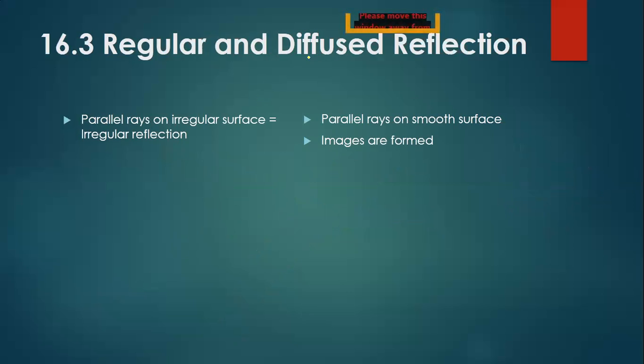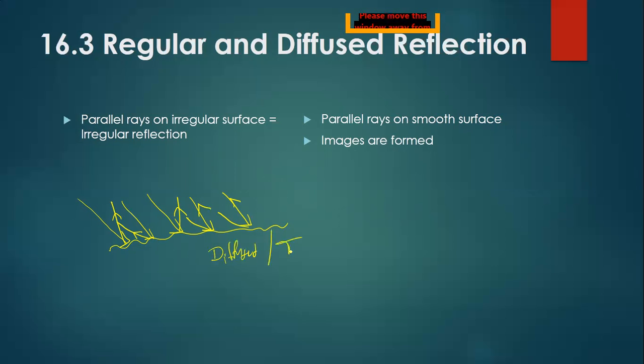Now there's a concept called regular and diffuse reflection. So there are two cases given in the book. For one, it is an irregular surface, and the rays incident on this surface are parallel to each other. But since the surface itself is irregular, the reflected rays will not be parallel. Right? They will be going in different directions. So in this case, the reflection is diffuse or irregular. It is not because of the failure of law of reflection. Okay, always remember that. It is because the reflecting surface is irregular.